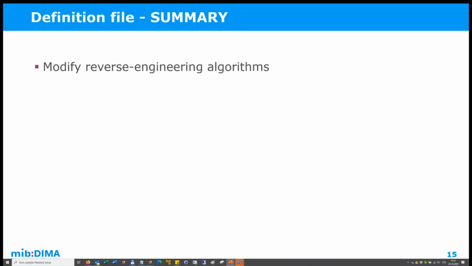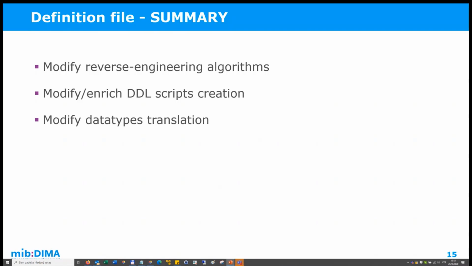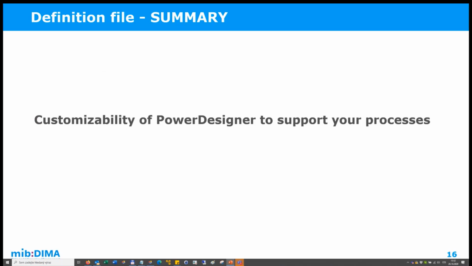So we are going to the summary of our session. I want to emphasize a couple of things that I want you to carry on from this session. I want you to remember that definition files allow you to modify the reverse engineering algorithms. They allow you also to modify or enrich the DDL scripts creation. We showed two examples of that. They allow you to alter the data types translation when you need to migrate from one database to another. And they allow you to define transformations in models.